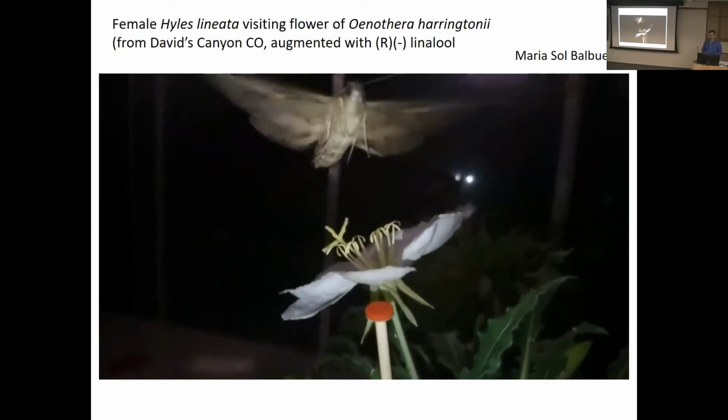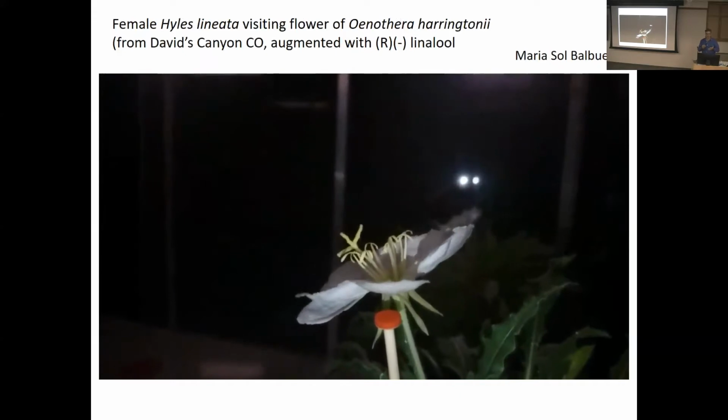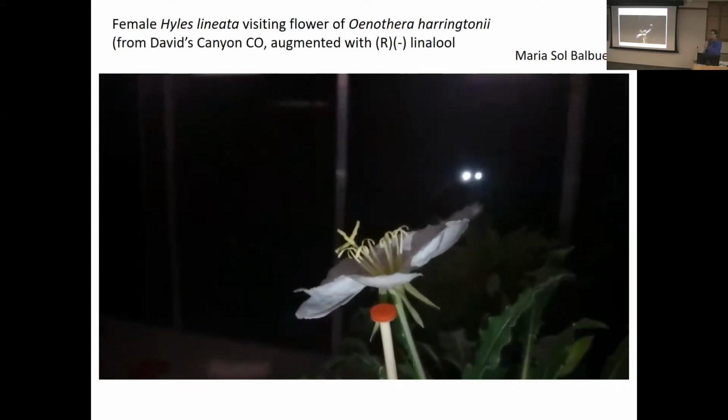What's the dot? This is a satay spike with a septum on it, and this is the segue into a field experiment that we did where we added linalool to flowers that didn't have them. And so that's what Sol is doing in these experiments. She's flying moths to flowers from the David's Canyon population that doesn't have linalool, and she's adding linalool to half of them and not to the others, and asking if the moths care. Okay.